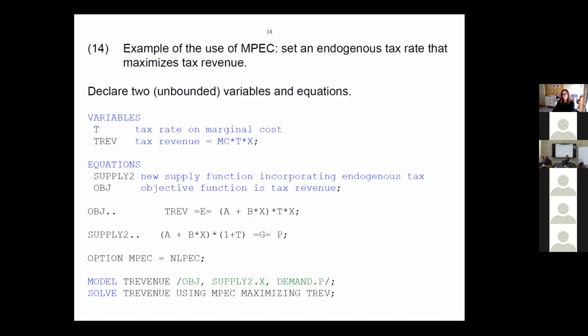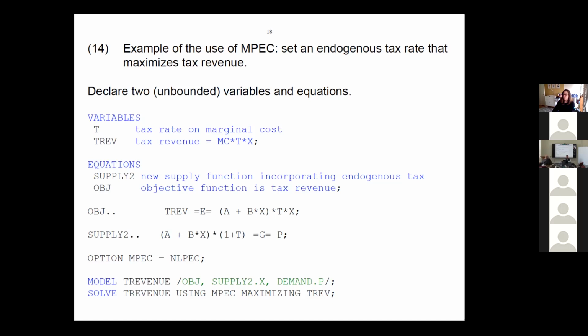This will take 1 minute, and I promise you the break. This is an example of the use of MPEC, mathematical program with equilibrium constraints. Suppose we're a government that wants to maximize its tax revenue and doesn't care about anything else. So, a Leviathan model.